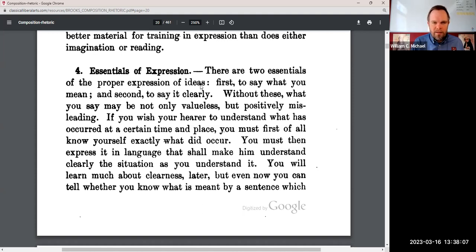We have to have something to say. We have to say what we mean, or we have to figure out how to say what we mean. We have to actually learn it and know what needs to be said. But then we've got to also say it clearly or effectively. We've got to communicate it effectively.